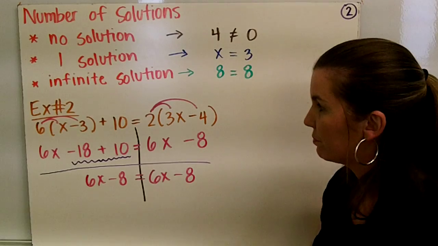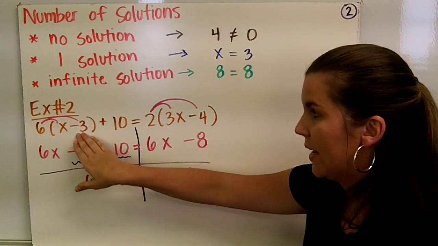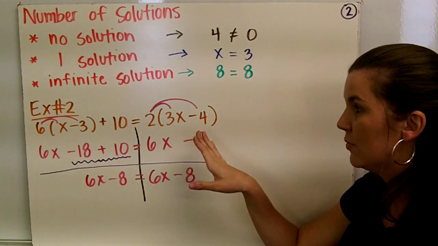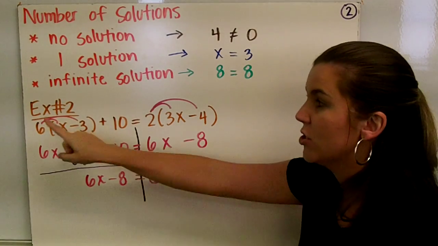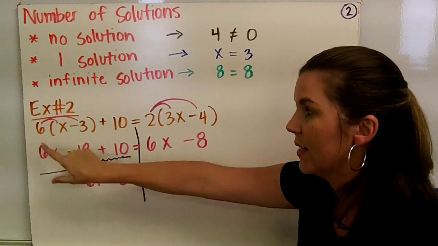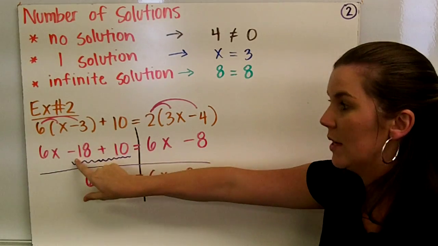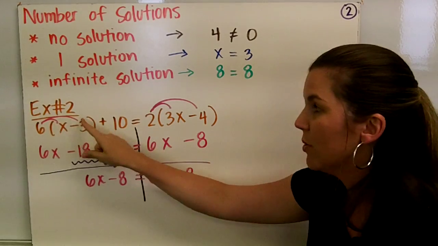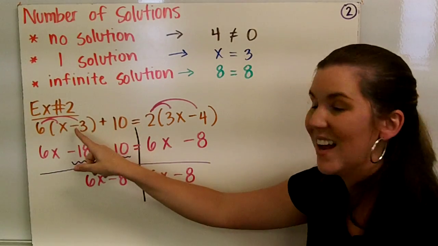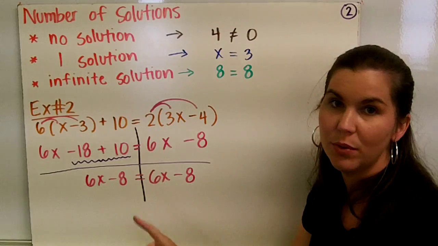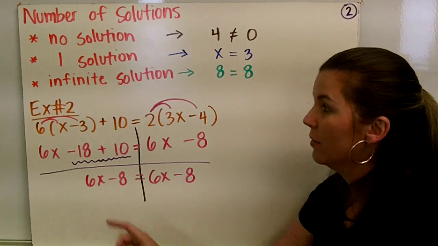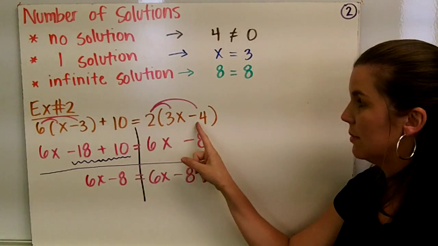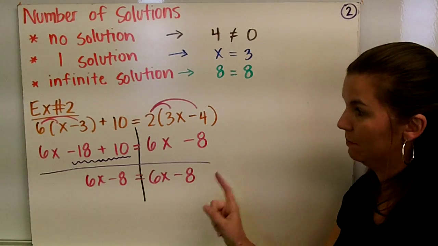Example number 2. 6 times the quantity x minus 3 plus 10 equals 2 times the quantity 3x minus 4. Step 1 is to distribute. 6 times x, 6x. 6 times negative 3, negative 18. Carry down the plus 10. Notice that I did not distribute to the 10 because the 10 is not inside the parentheses. Only what's inside parentheses gets multiplied by the number out front. 2 times 3x is 6x, and 2 times negative 4 is negative 8.